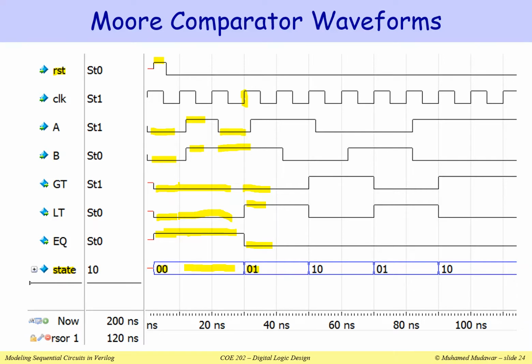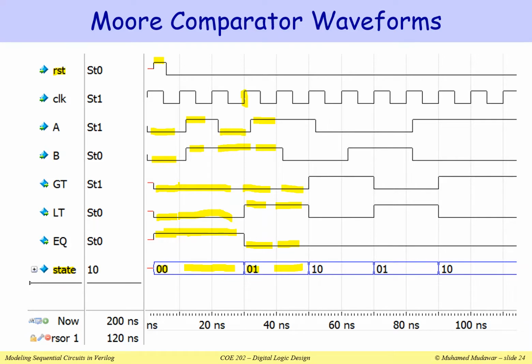Now, when A jumps back to 1 and B remains 1, this indicates equality after less than. It will remain in the less than state for another cycle. So even though the most significant bits of A and B are equal, the previous bits were not equal. A was less than B, and therefore we remain in the same state, which is 0, 1, indicating that A is less than B for another cycle.